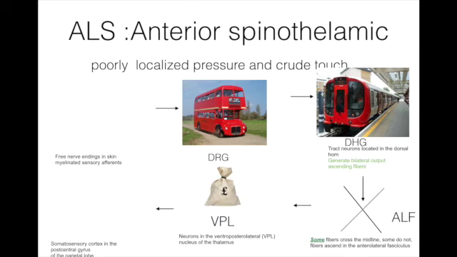The other component of the anterior lateral system is the anterior spinothalamic tract, and this carries poorly localized pressure and crude touch. So, free nerve endings in the skin, once again, project to the dorsal root ganglion, to the dorsal horn grey, and tract neurons in the dorsal horn grey generate bilateral output ascending fibres that project to the anterior lateral fasciculus. Some of these fibres cross the midline and then ascend in the anterior lateral fasciculus, and some do not cross. They all project to the VPL of the thalamus and then the somatosensory cortex.